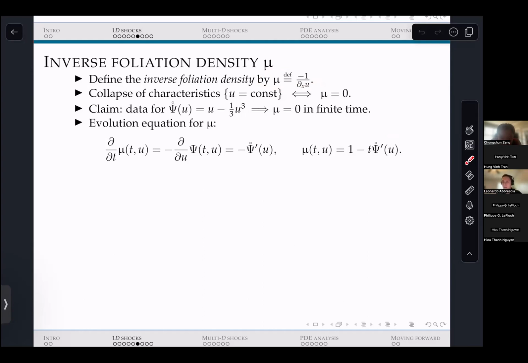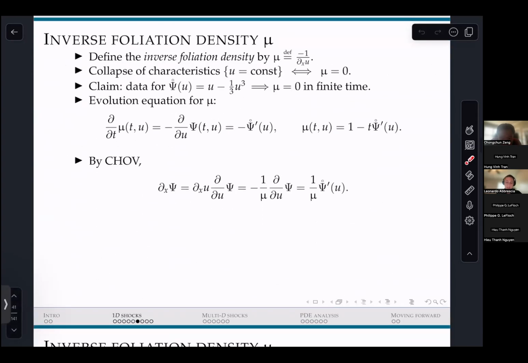How do you see the singularity? How do you see the gradient blow up? That's just the change of variable. It's just a chain rule. So you rewrite the partial in x of psi with respect to d by du. Well, dxu is 1 over the foliation density. And d by du of psi is the data derivative because it's constant in that coordinate system. And so if mu is equal to 0, then the gradient blows up. So you recover the original singularity using this procedure. Okay.